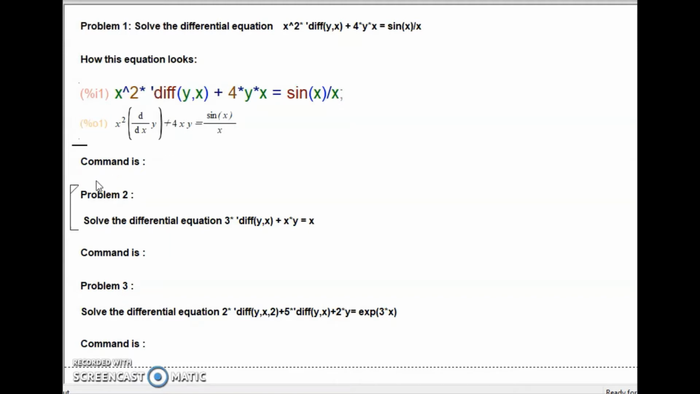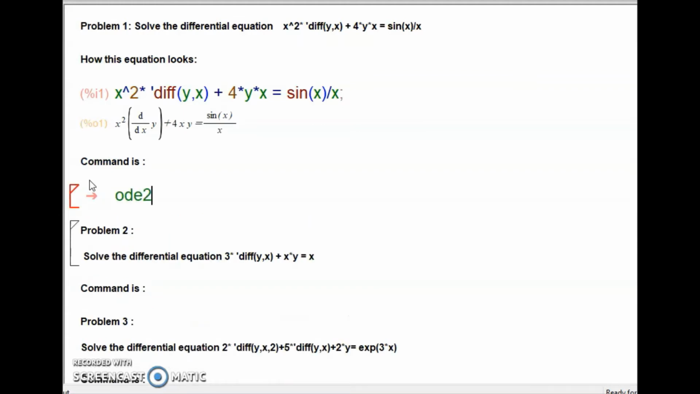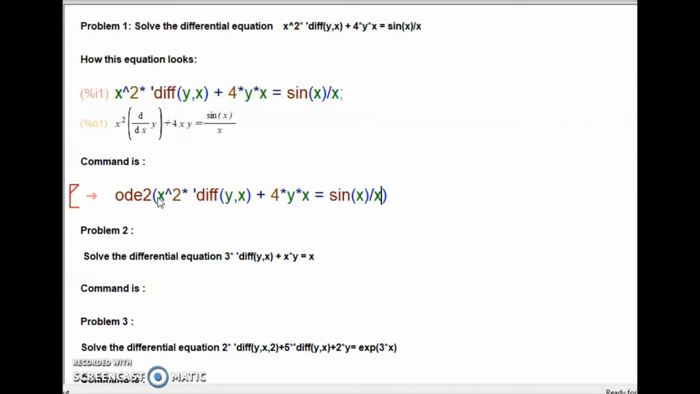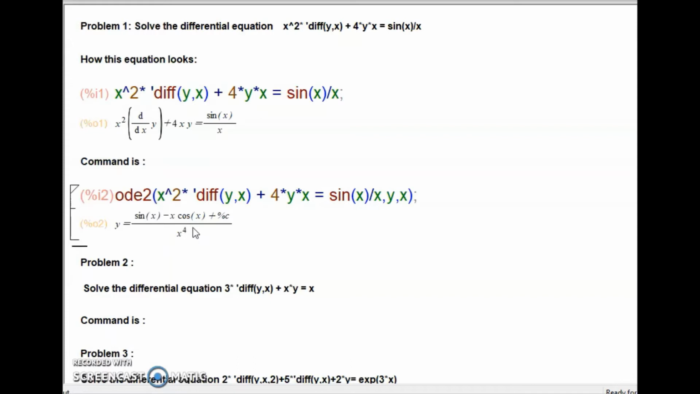Now let me find the general solution of this differential equation. I am going to place the cursor here and then Ctrl 0 for input cell. The syntax will be ODE2. Now copy this equation as it is, except the semicolon, and paste it within the brackets. This is your first parameter, second parameter will be the dependent variable, third parameter will be the independent variable. Terminate with a semicolon and then Ctrl Enter. You can see you got the answer. Here %c refers to the integral constant.